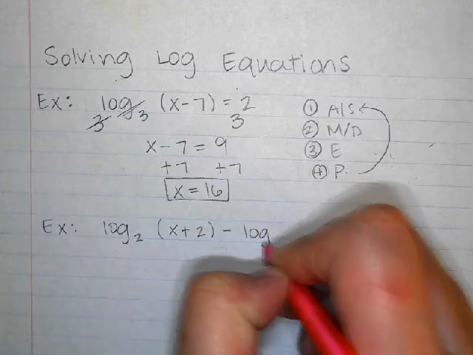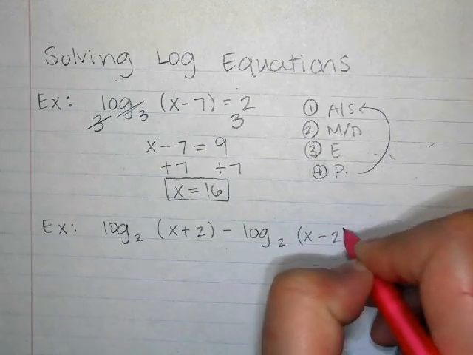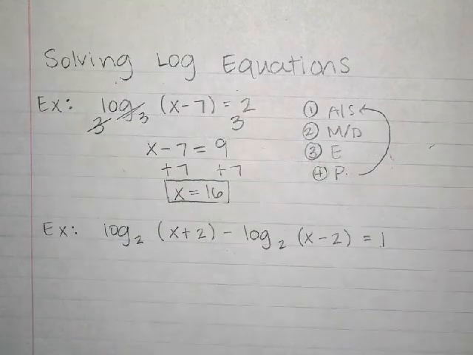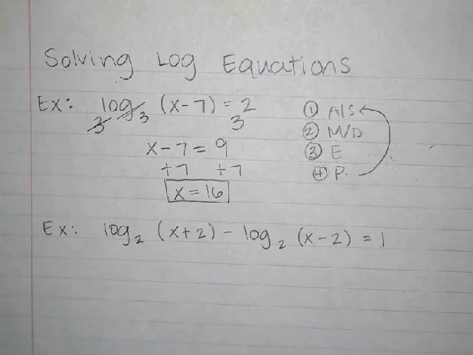Now, anytime I have the word log written twice, I can't get rid of the log. I have to condense it first, and then I can go through the process of getting rid of the log. So for me to condense this down and get it so the word log is written one time, what should I do?